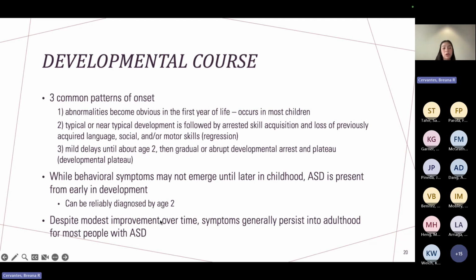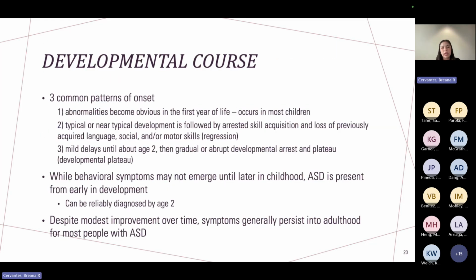Even then, still getting diagnosed and treatment for whatever it is going to be really, really impactful at 2 years old versus 12.5 years old. And then despite modest improvement over time, symptoms generally persist into adulthood for most people with ASD. So this is what we talked about last week with intellectual disabilities. It's chronic and it's lifelong, and this is just something that you have, that you live with, but the quality of life and the functioning can be modestly improved over time, but we're going to have these symptoms that we're always going to have to manage.